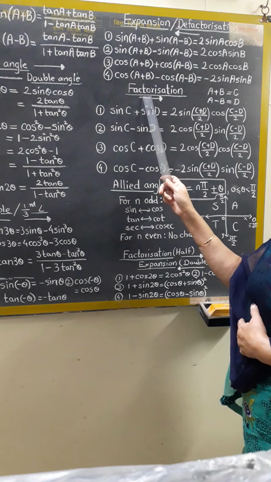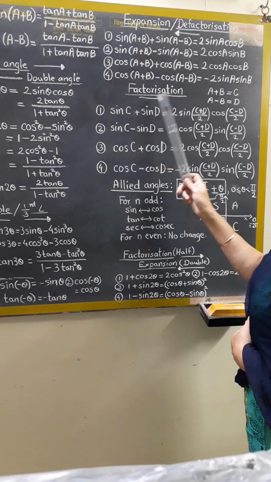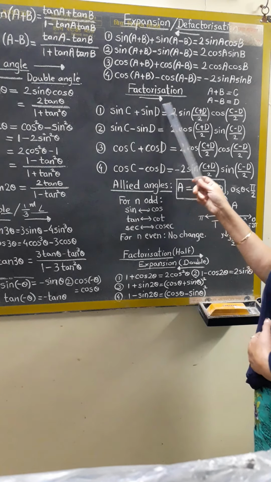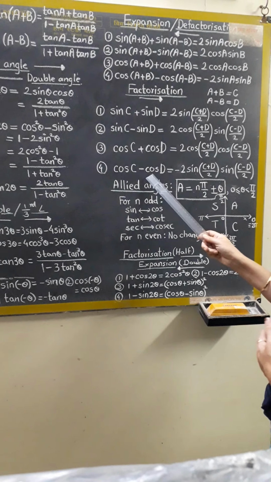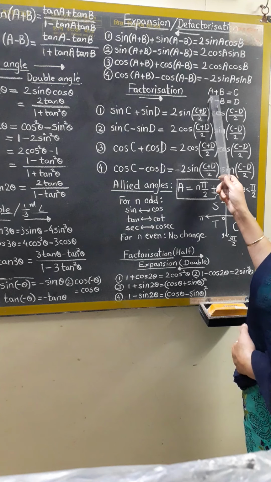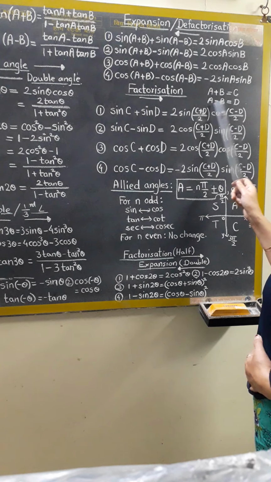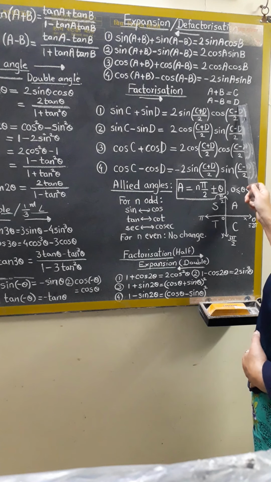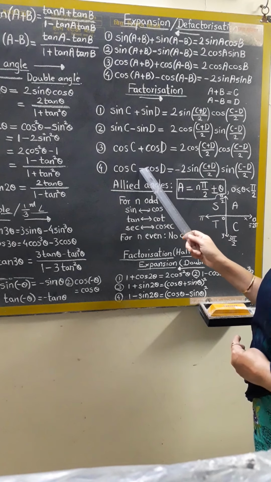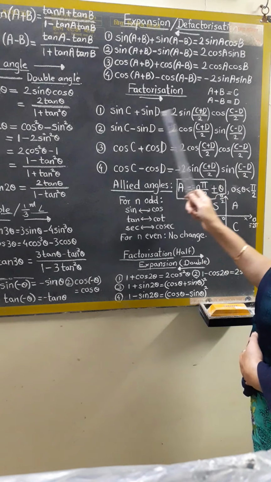Now we will go to the factorization formula. Factorization formulae are applied from left to right, and we will see them one by one. But before starting those formulas, just see that a plus b is written as c, and a minus b is written as d. So the same formula we are writing here, instead of a plus b we are writing c.